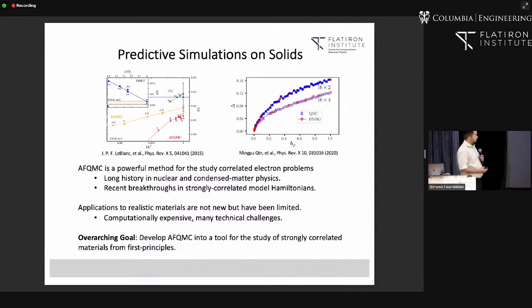So even though the overarching goal of what I want to do over the next few years is to make AFQMC a useful tool in the study of strongly correlated materials, to get there, we have to solve a whole lot of technical issues. And I'm going to hopefully show you that most of these have been taken care of. And we're now in a position where we can think about AFQMC as a method for materials.